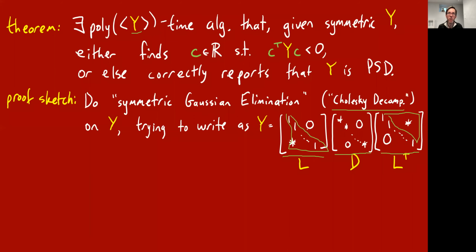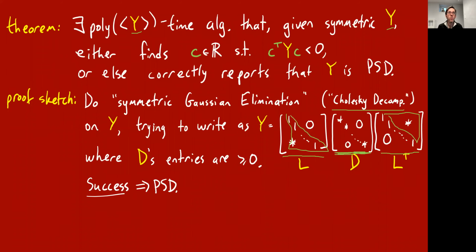Okay, so given a symmetric matrix, this Cholesky decomposition algorithm, which is like symmetric Gaussian elimination, expresses Y as L times D times L transpose, where D is diagonal and L is lower triangular. This is sometimes called the LDU decomposition. But the point is, Y will be PSD if and only if, when you do this, the diagonal entries of D are non-negative. So it's a fact that if you succeed in doing this and all the D entries are non-negative, then the original matrix Y is PSD.